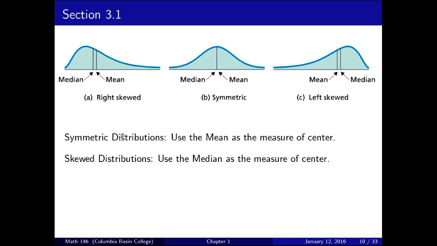So we really like the mean. The mean is going to be really useful to us later in this course. So typically, if we have a symmetric distribution, we're going to stick with the mean. If you have a skewed distribution, though, that's when we're going to switch over and maybe consider using the median as a more honest measure of center.